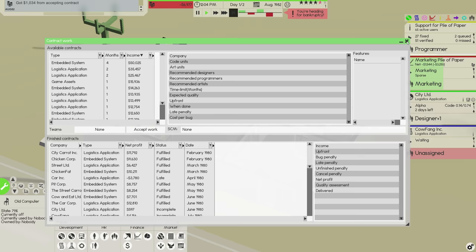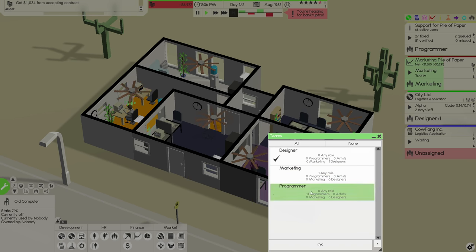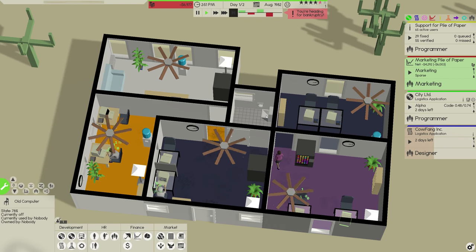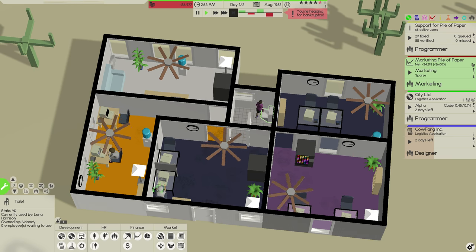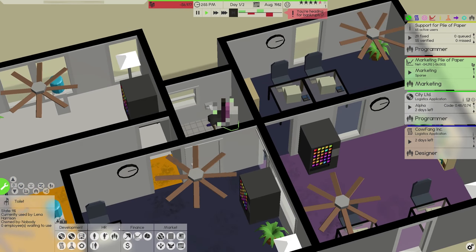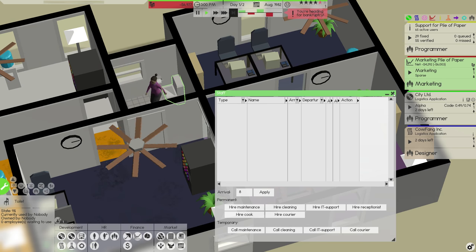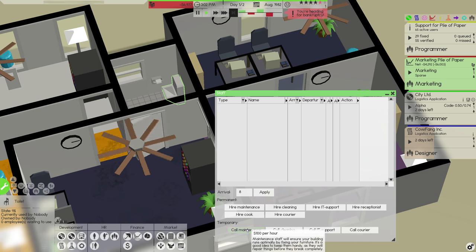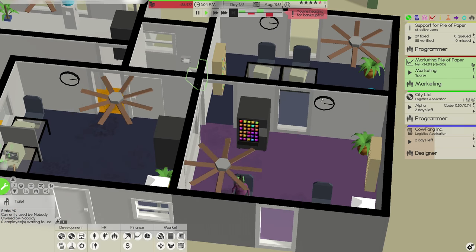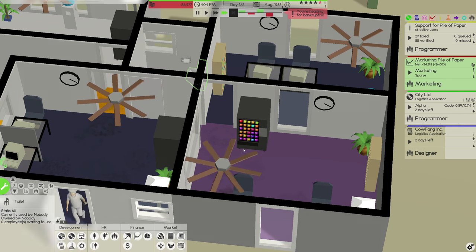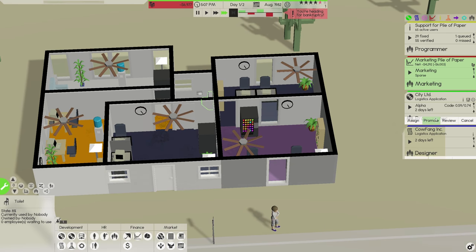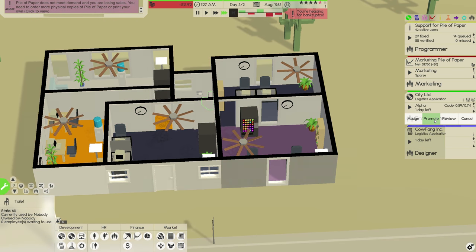All right, we're gonna take that logistics application, throwing the designer in there. What is that designer doing with that goddamn toilet? What is going on? She goes on the toilet, goes back, like she has the worst diarrhea. Anyway, let's call maintenance. Come on. Oh, I can't afford maintenance. That's right. I'm so broke I can't even afford maintenance. And that's how we don't get shit done in this company.